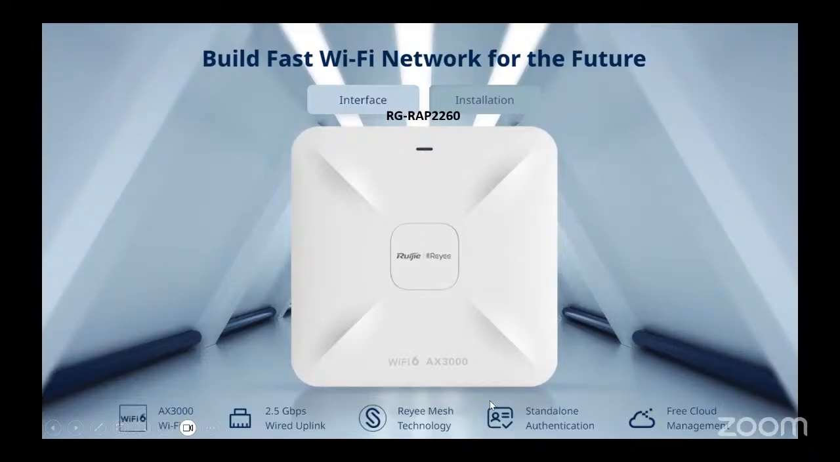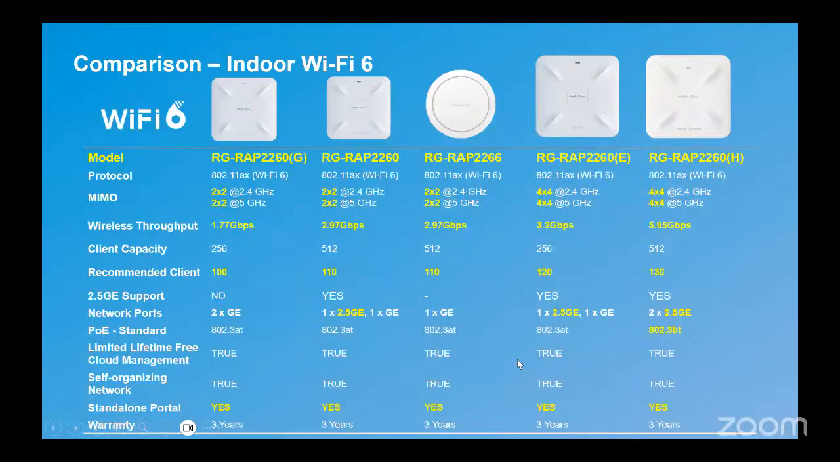We also have a button in some of the devices in which you only press and the mesh network is going to be created, so you don't have to do anything else. Free cloud management, and also a standalone application. It's just an example of the features that people have for each of the access points. This is just an example of the specifications for the Wi-Fi 6.